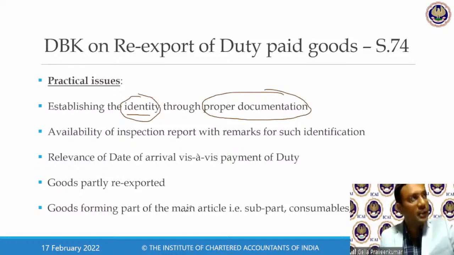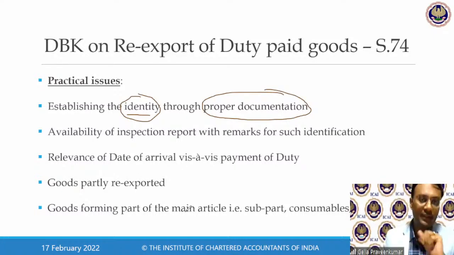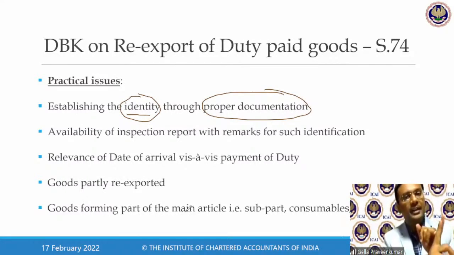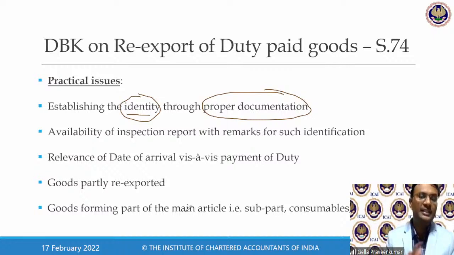So what if the goods which are imported have a serial number? Unfortunately, this serial number was not there on my bill of entry. When it is not there on my tax invoice, when it is not there on bill of entry, how do I prove it? How do I establish to the satisfaction of my customs officer? This is a question that comes up as a practical issue.